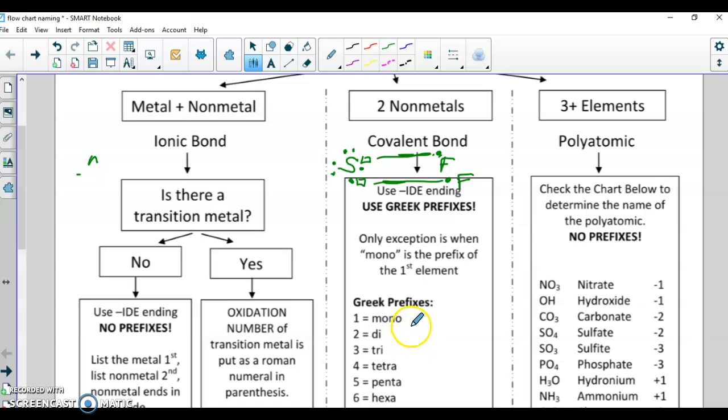So when we go to name this, we write the first one first, sulfur. And we got fluorine, which we're going to change to fluoride. Sorry, there's the I. And we got 2 fluorides that are needed. So we look over here and we say that this is sulfur difluoride.